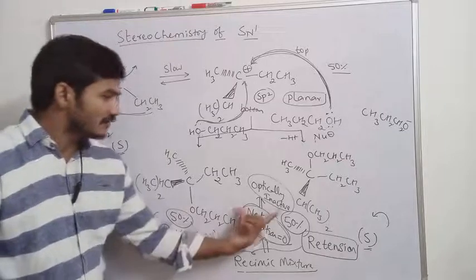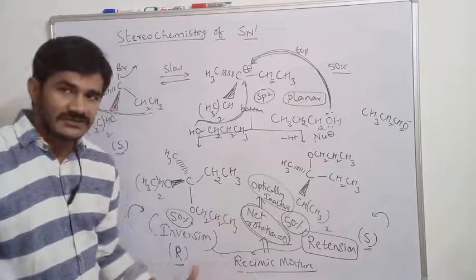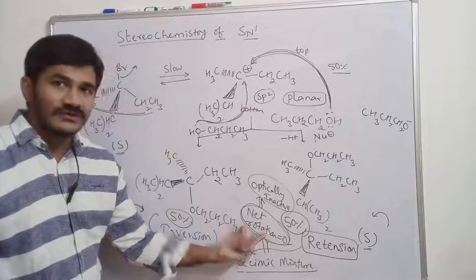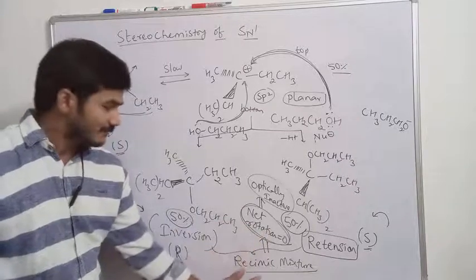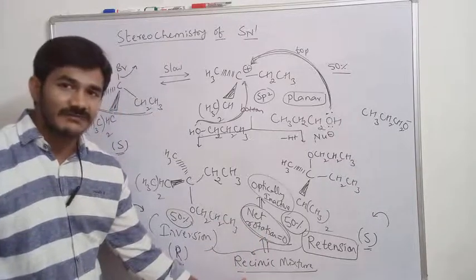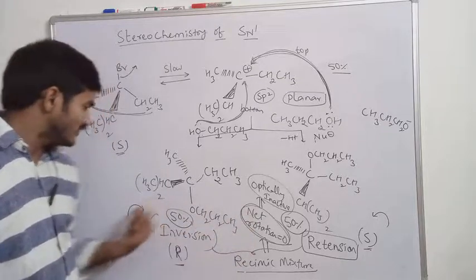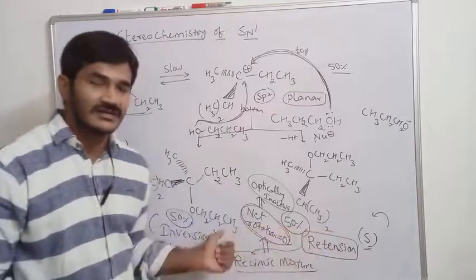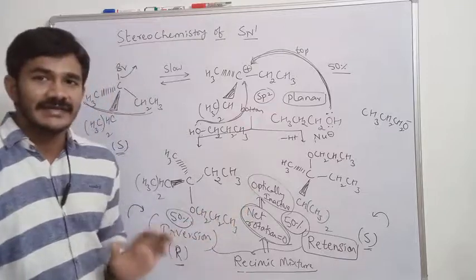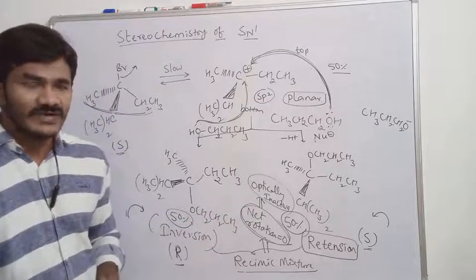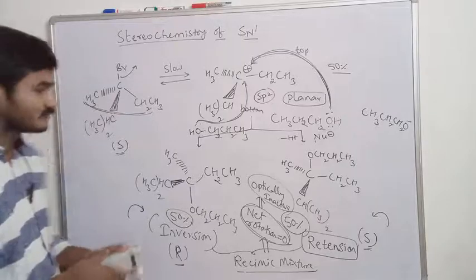Okay, so as both are having 50% each, the net rotation becomes 0. When the net rotation becomes 0, that type of mixture is said to be a racemic mixture. As these two have their net rotation cancelled by each other, these are said to be optically inactive molecules. Okay, I will write one more example.